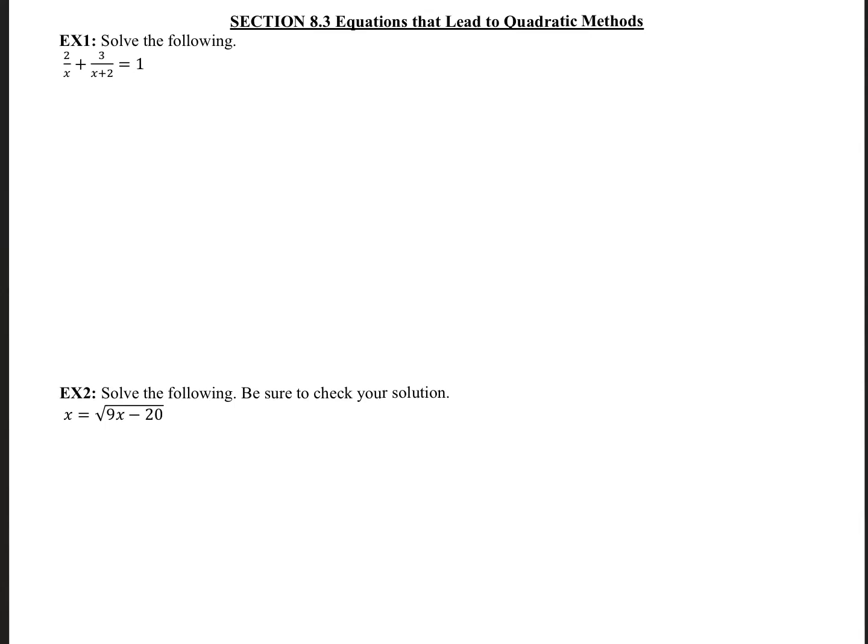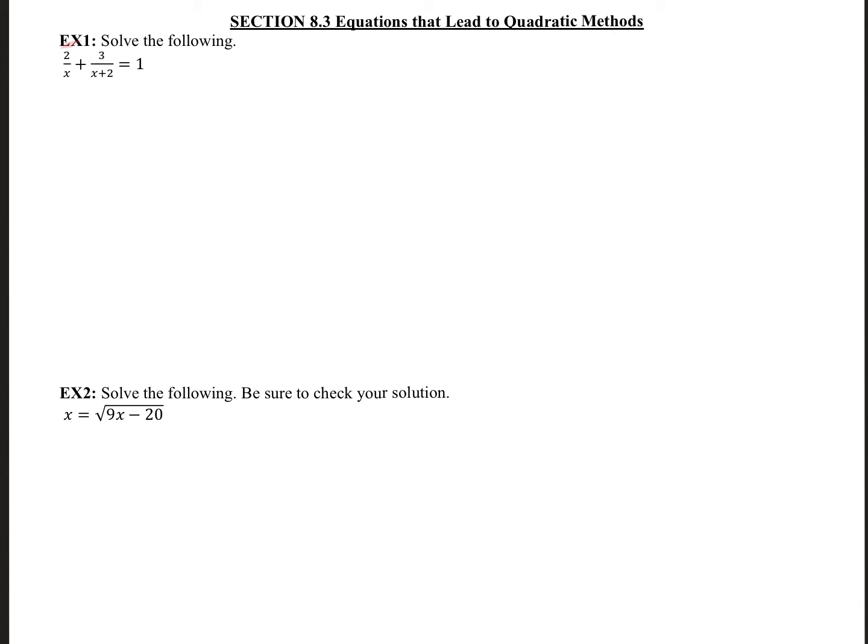Alright, welcome to section 8.3, equations that lead to quadratic methods. So basically, the main concept here is that we start with an equation. So once again, what is the definition of an equation? Well, pretty much you're given an equal sign and you have two objects that are set equal to each other. So this is not an expression, remember that?